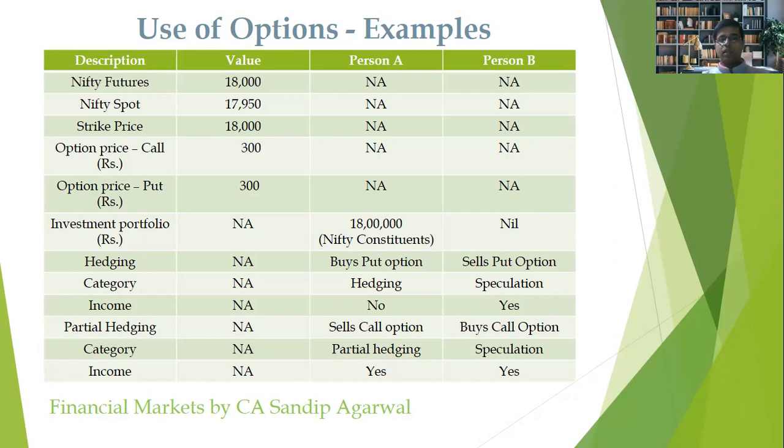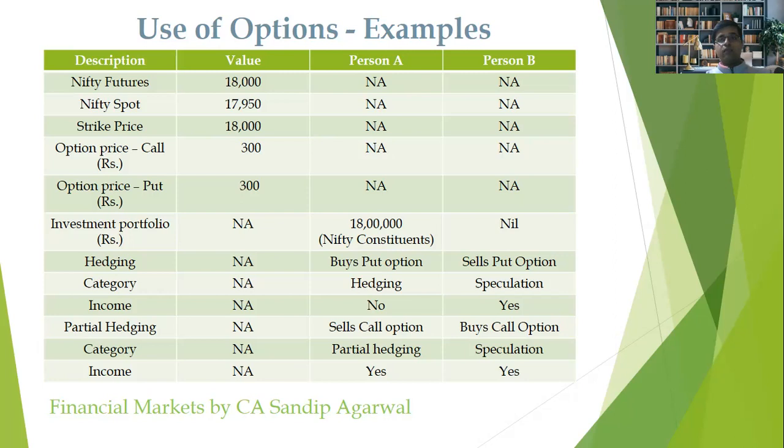Now, how can person A hedge his portfolio? He can basically buy the put option on the Nifty index and hedge his portfolio. Now, why would he buy the put option? As we understood in the previous slide, there are three types of market. One is bullish, one is bearish, and the third one is sideways.